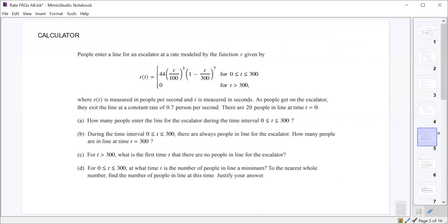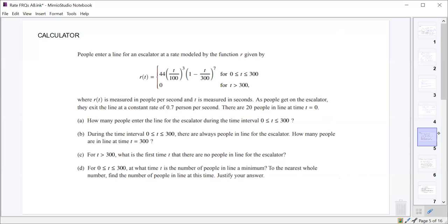And we are told how quickly they leave the line. Right? They're exiting the line at 0.7 people per second. And we know that at the beginning, there are 20 people in the line. Right? So lots of information here. If they give you an initial condition, you can be pretty certain that you're going to have to use it somewhere along the way. And, all right, so first thing is how many people enter the line for the escalator during the time period 0 to 300?